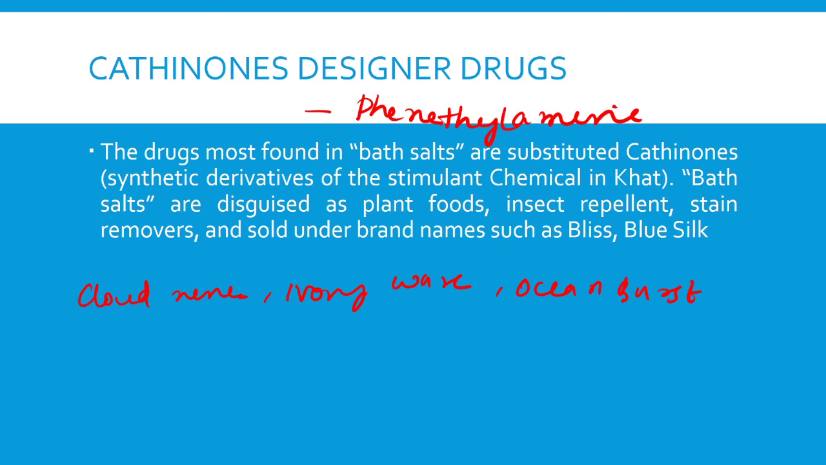So these are found in the brain, and this is the backbone for most of the stimulant type of designer drugs. These compounds are very easy to make, as I said, and they sold these in packets.